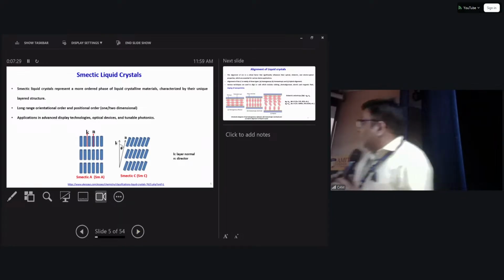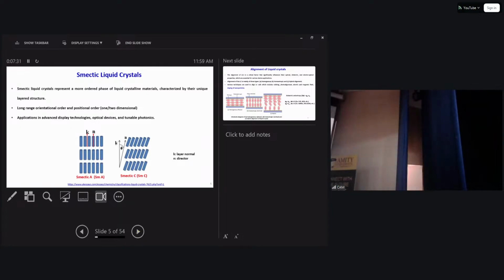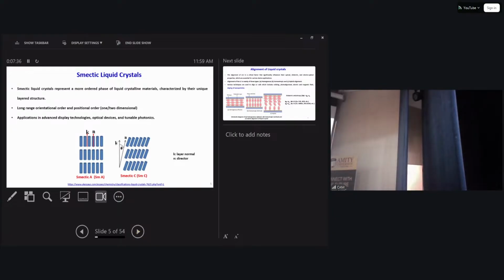Next, suppose this is the liquid phase, then you come to nematic. Then if you go further down, viscosity increases and the ordering in the material increases. This is called the layering structure. We call these smectic liquid crystals, where we have one more additional order coming into the structure due to layer formation. There are basically two different phases: smectic A and smectic C. These are the two simplest phases under this category.